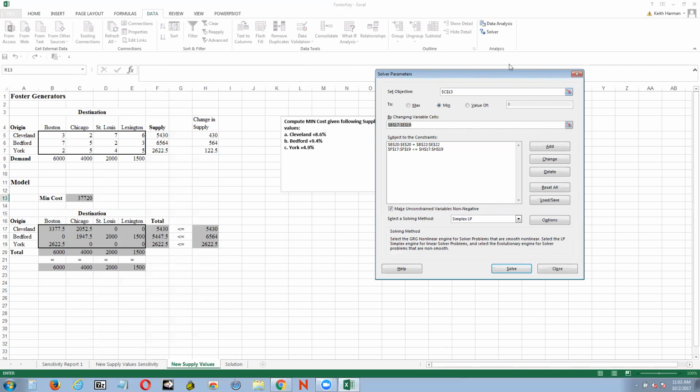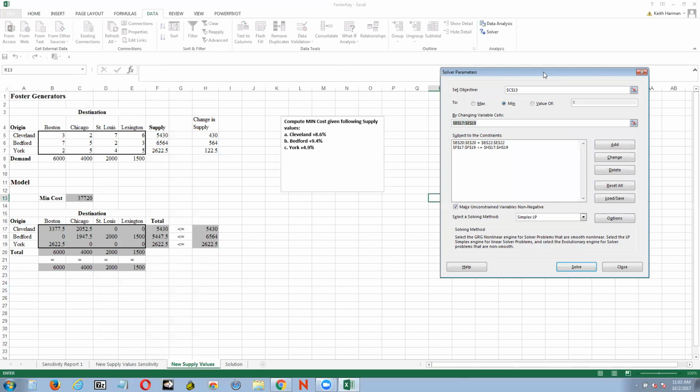And so I ask you to go ahead and compute the minimum cost given the following supply values, okay? I added 8% to Cleveland, and then Bedford, I added 9.4%, and then York, I added 4.9%. And to have us run the solver and take a look at what we've got there. That's really all that there was to do with that. And again, we get a cost minimization factor.